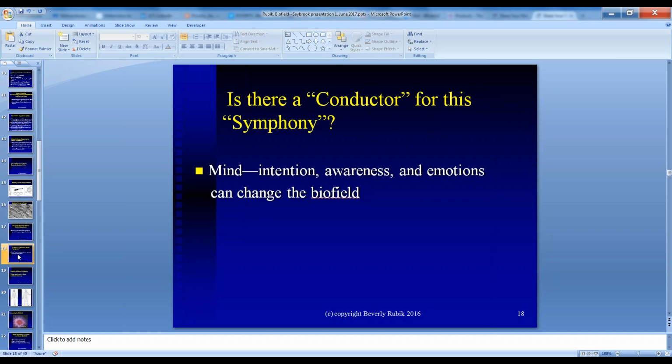So is there a conductor for the symphony of the biofield? It's the mind. There's the link to mind-body medicine. It's our intention, it's our awareness, our will, and emotions. All the elements of mind shift or can shift the biofield. So we can do it intentionally with guided visualization or mindfulness, greater awareness, or changing our emotions to more positive affect. We shift the biofield and the flesh and blood follow. And so it's a bridge between mind and body.